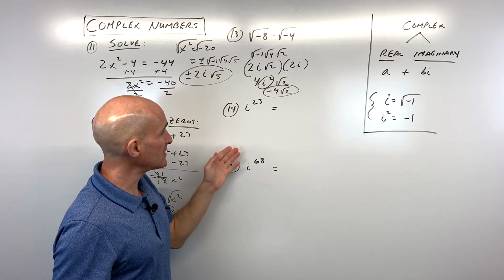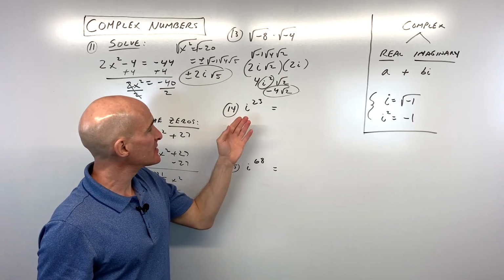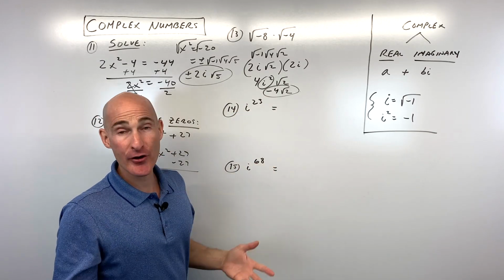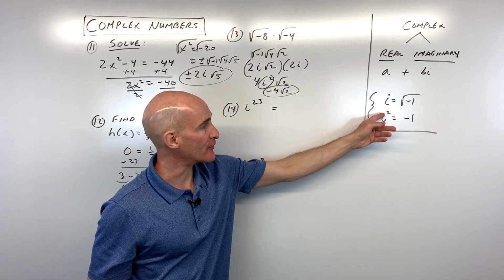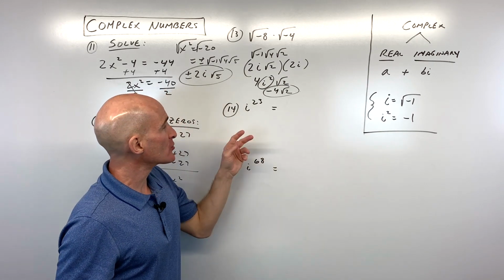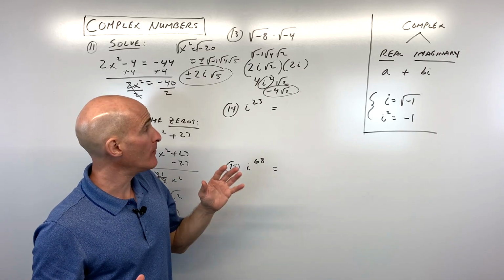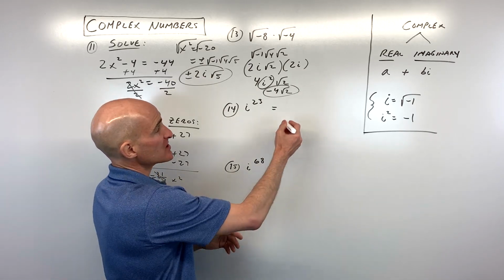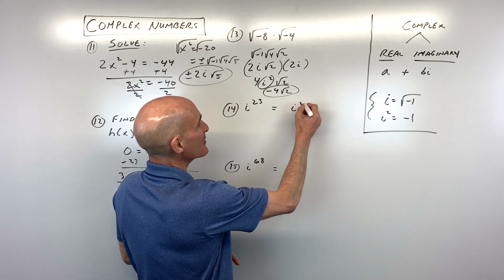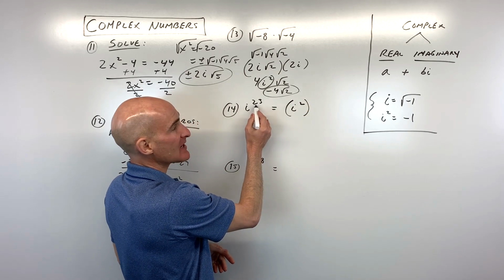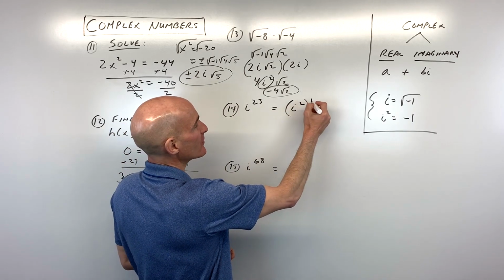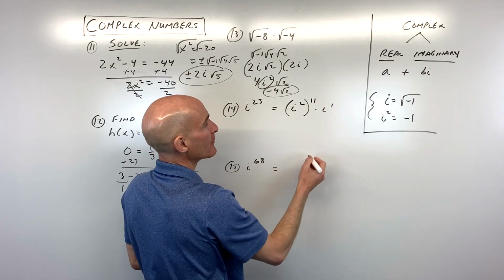Okay, so for number 14 and 15, these ones kind of go together. This is what I call like i to a higher power as opposed to just i to the first or i to the second. So there's two different ways to look at this problem. I'll show you both methods and you can pick which one you like. Most students, or I should say maybe me, I like this method because it's less to memorize. I like to say how many times does 2 go into 23? It goes in there 11 times with 1 left over.